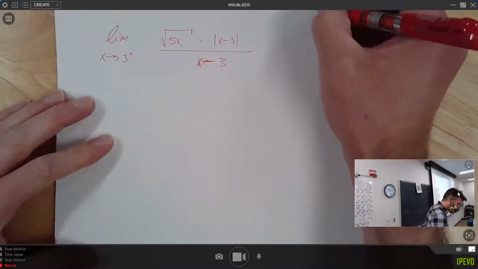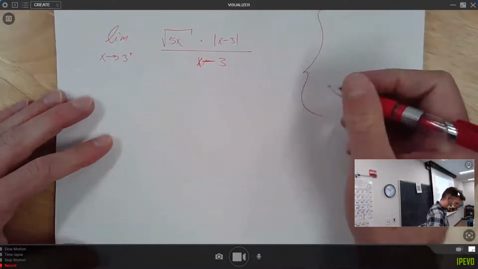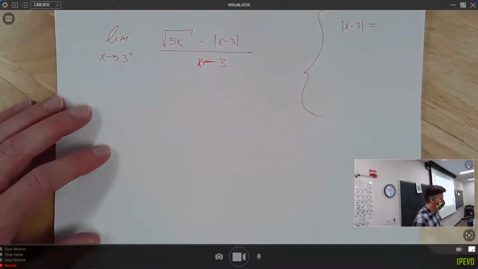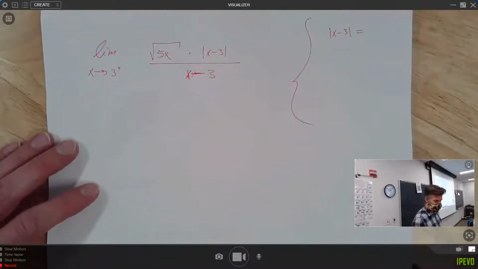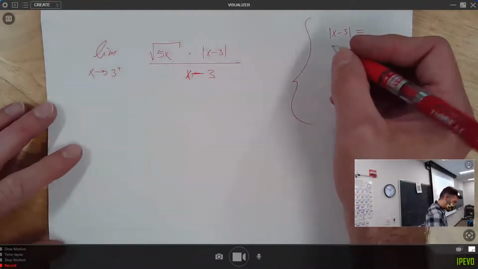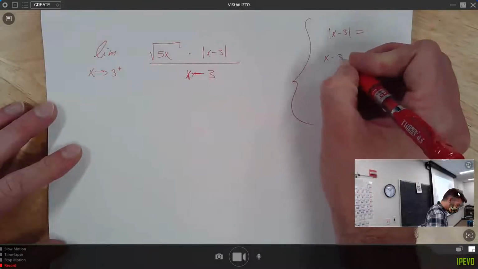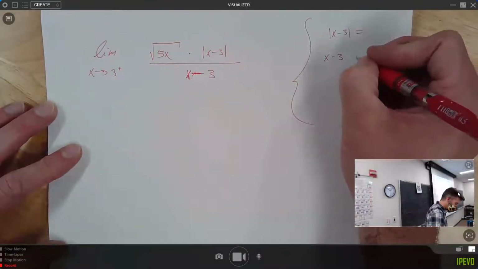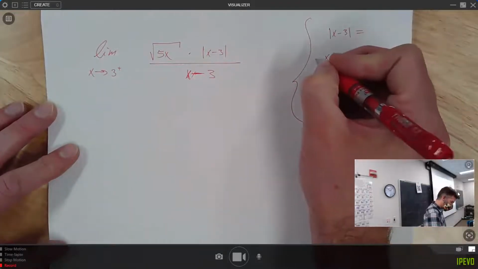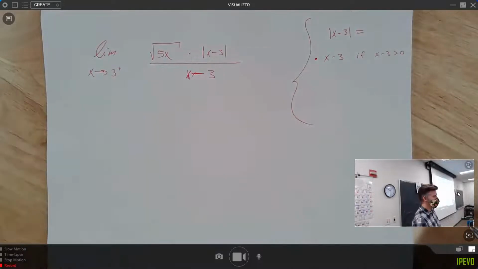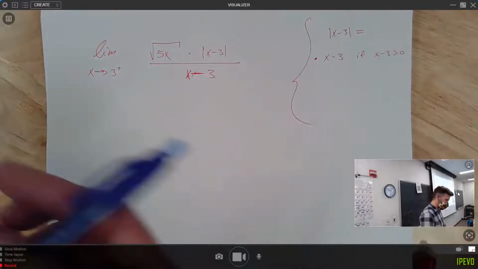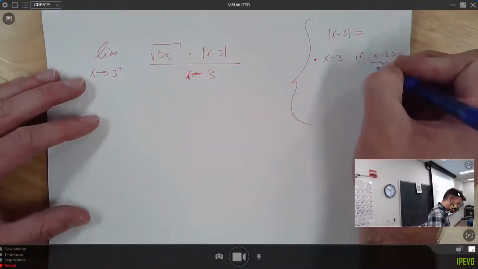Specifically, we have to know this. The absolute value of x minus 3 is equal to 2 different pieces because it's really part of a piecewise function. It's equal to just the insides if the insides are already positive. But that's only part of the time, right? X isn't always bigger than 3, because that's what that really says, right? X minus 3 greater than 0. That's just another way of writing x is bigger than 3.